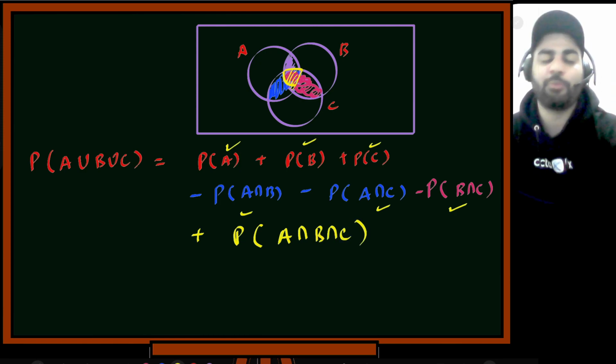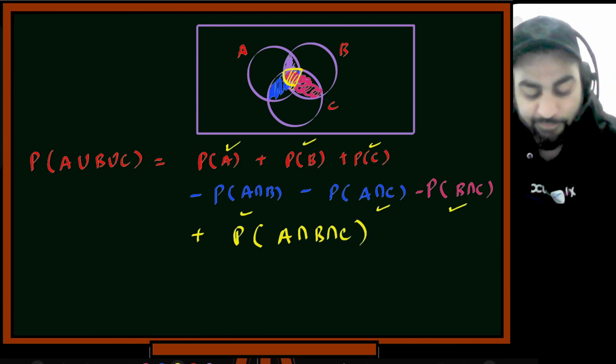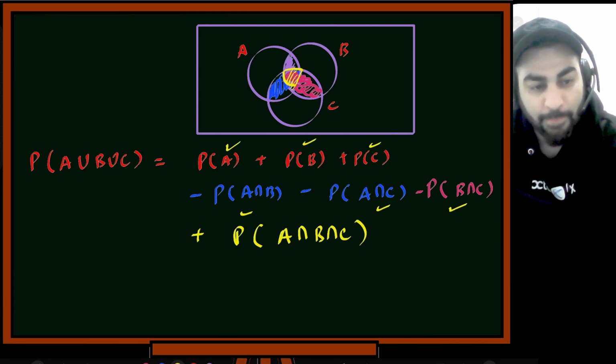So how many of you are able to understand this? How did I derive it from the Venn diagram? Okay, I'll repeat for the others.